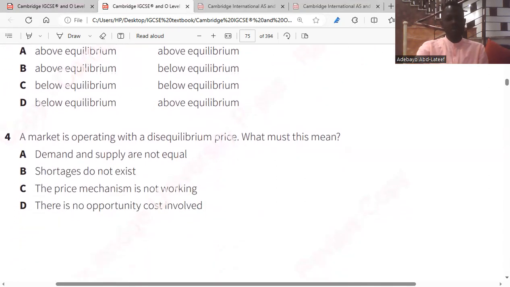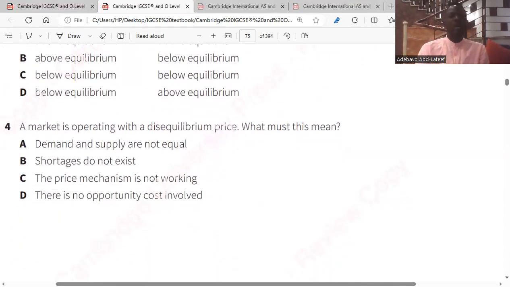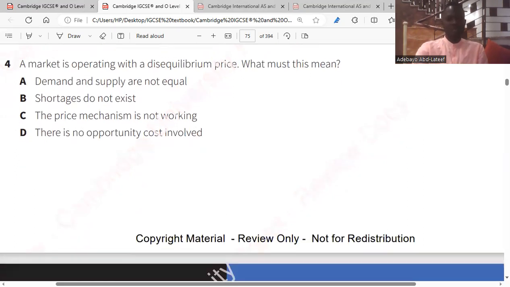Question 4. A market is operating with a disequilibrium price. What must this mean? They said the market is in disequilibrium. So if the market is in disequilibrium, what does it mean? It means demand and supply are not equal. Yes. So the answer is A.